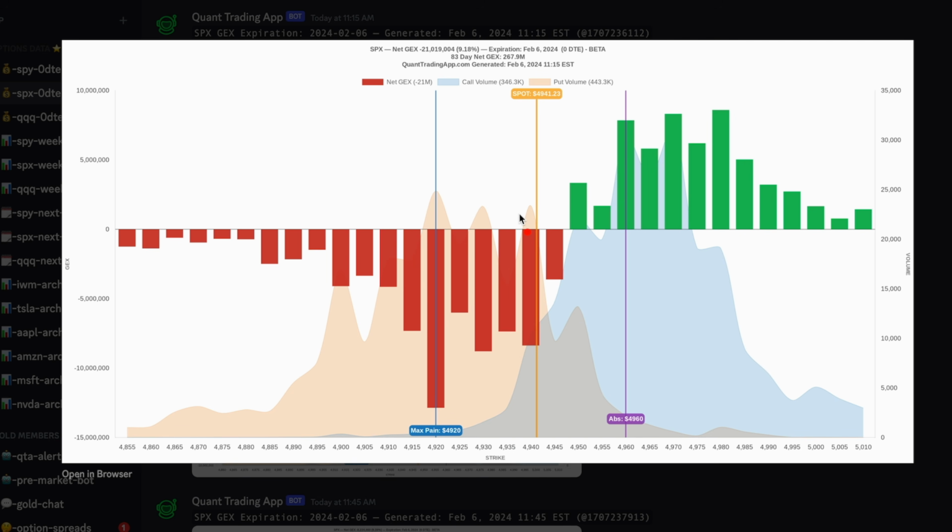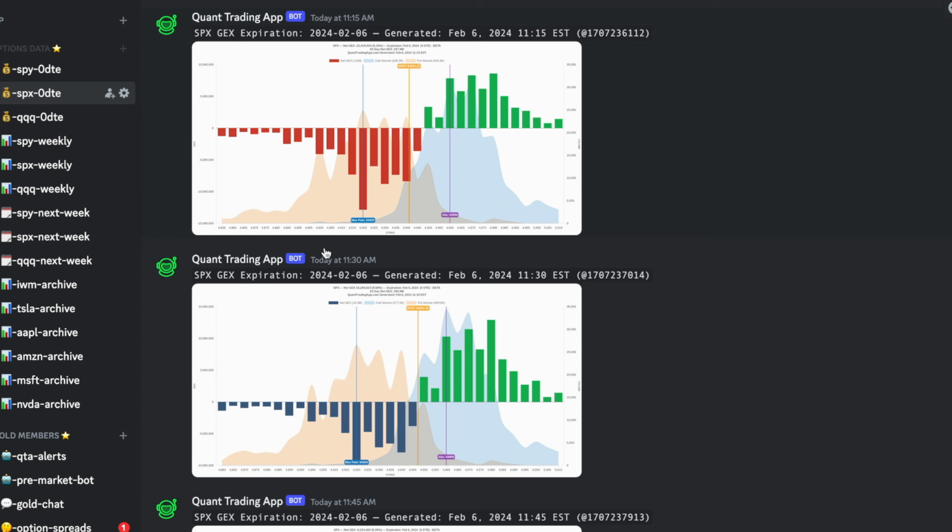Let me make this larger again. Spot price is right around here. This is just in this area, where the negative gamma meets the positive gamma. When all of the positive gamma meets all of the negative gamma, generally in this area, it's kind of a zone. You're going to have what's called a gamma flip. Again, this is just for the 0 DTE expirations.